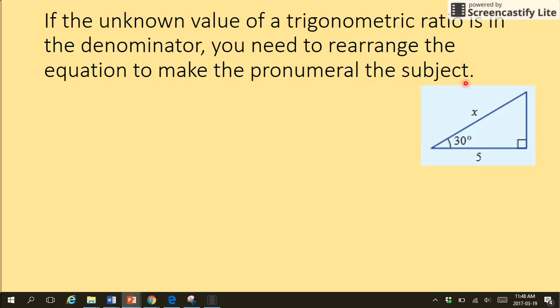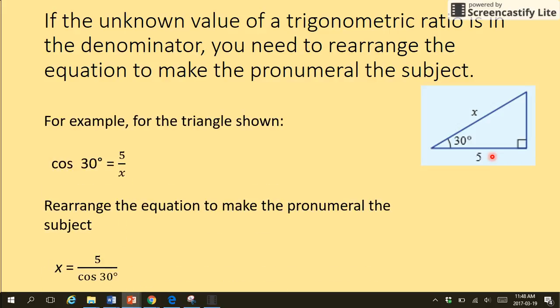pronumeral the subject. Alright, so first of all, we know that we've got to find x. Okay, x is the hypotenuse and 5 is the adjacent. Now, that's opposite to what we normally know. So, we know that it has to be cos because it includes the hypotenuse and it includes the adjacent, but it's the other way around. So our x is on the bottom.